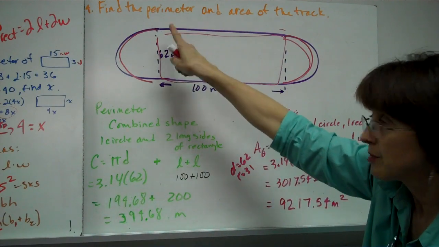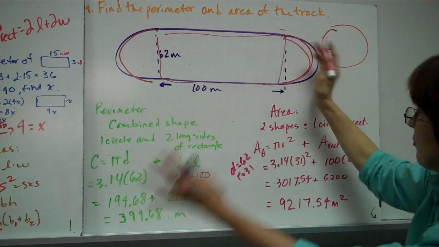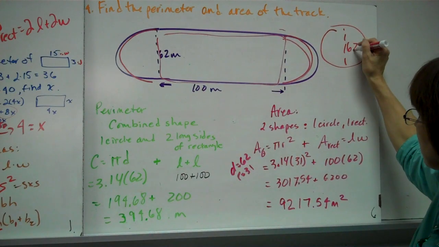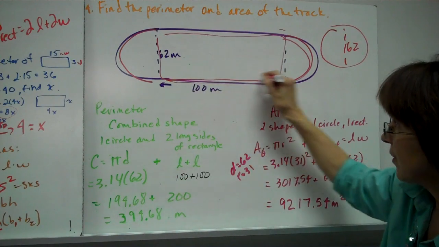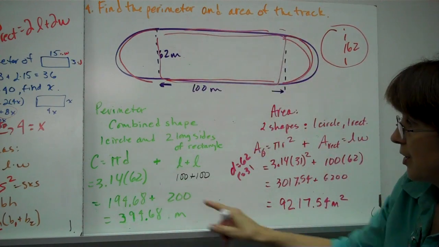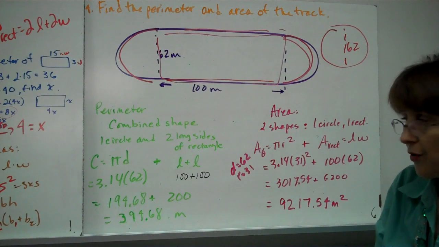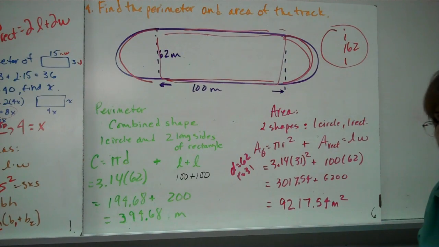I know that's my diameter, because remember, if you had a circle, if I could put both those ends together, that would be my diameter. Okay, so I multiply that out, and then my rectangle very clearly is just the 100 plus 100. So you add that all up, and you get 394.68 meters for the perimeter.